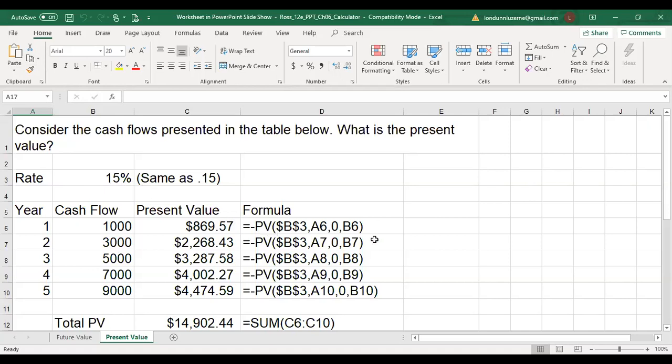So the formula within Excel is equals minus. Remember, you've got to treat Excel the same way you do your calculator. Present value, B3, which is always the interest rate of 15%. So that's why it's a constant there. B3 is your interest rate. That's just what they want to know first in the formula.